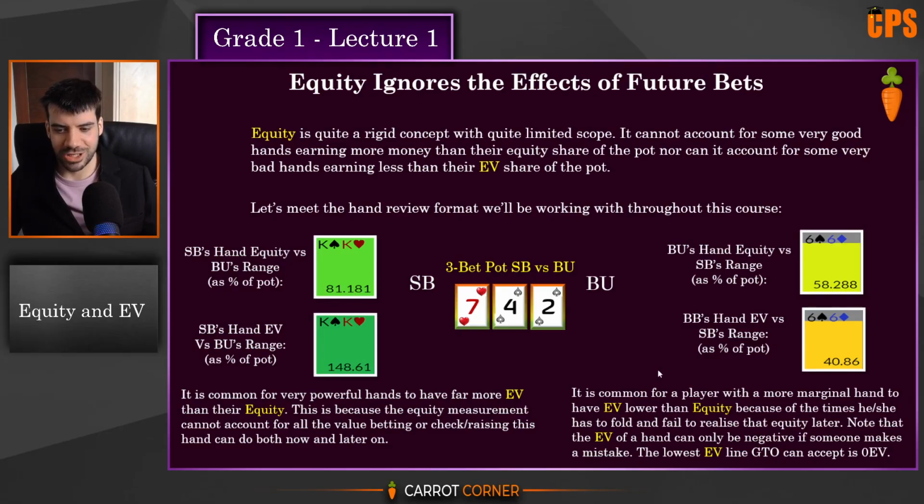Note that the EV of a hand can only be negative if someone makes a mistake. The lowest EV line GTO can ever accept is 0. And this is a very important point. In game theory, it would never be okay to have an EV for your hand that's a negative value. And the reason for that is that folding is always 0 from point of decision.